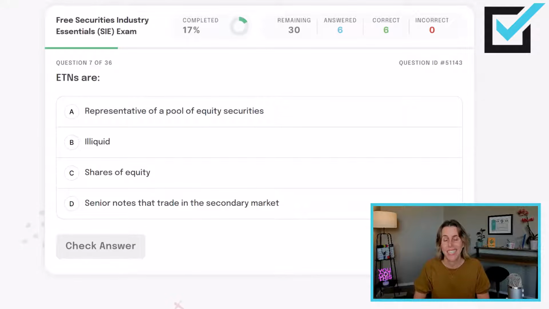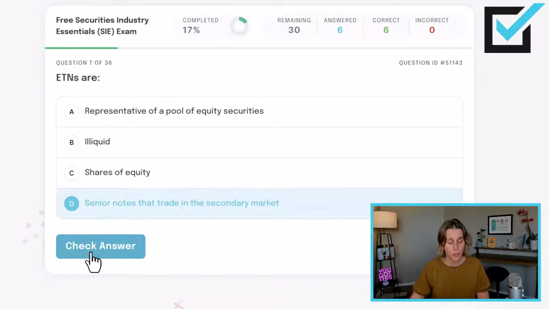ETNs are exchange-traded notes. Representative of a pool of equity securities? No, that would be an ETF, exchange-traded fund. Illiquid? No, they trade on an exchange. Shares of equity? No. ETNs are debt instruments. They are senior notes that trade in the secondary market.